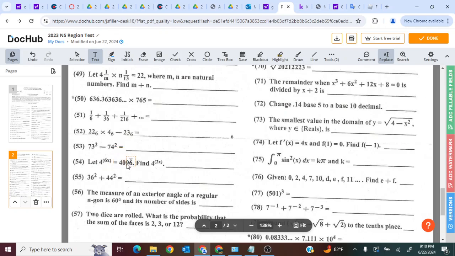4 to the power of 6x is equal to 496. Find 4 to the power of 2x. Well, 4 to the power of 2x is what you get when you take the cube root of both sides. So the cube root of 496 is 16, if you remember your cubes.